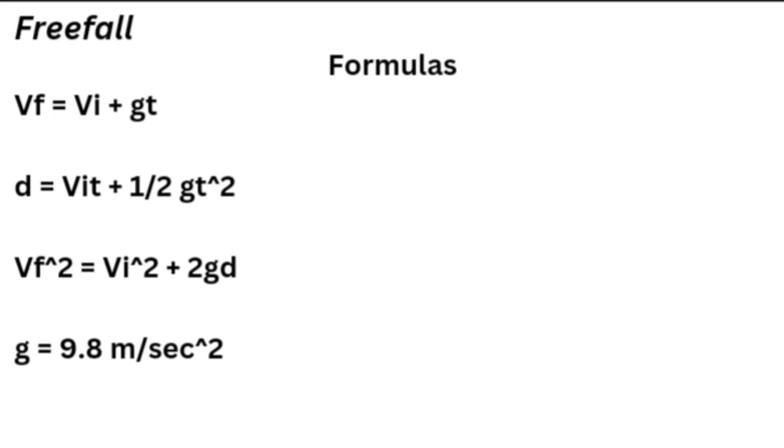Final velocity can be got with initial velocity plus g times time. Then distance would be initial velocity times time plus 1/2 times g times time squared. Then final velocity squared would be got with initial velocity squared plus 2g times distance. And that includes everything that should be known in the formulas.